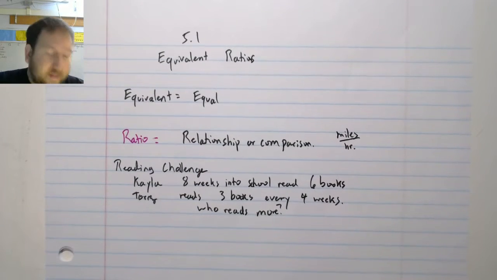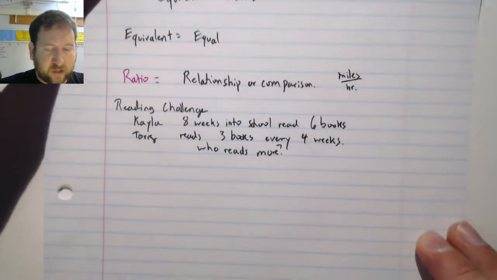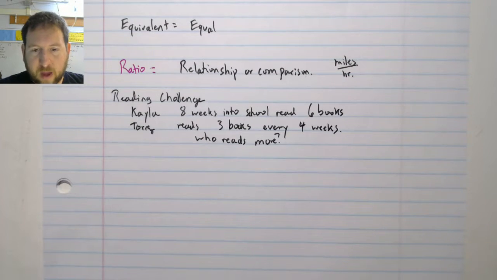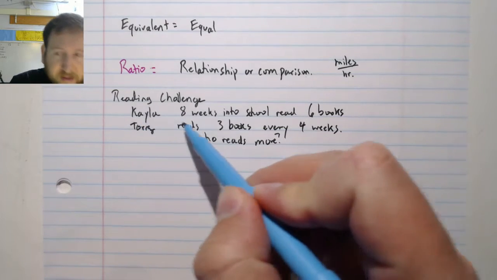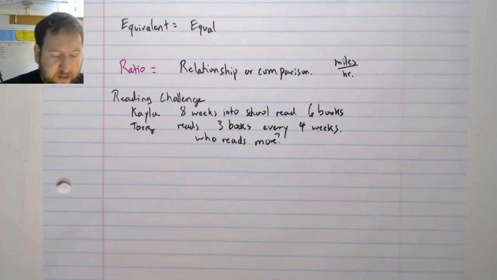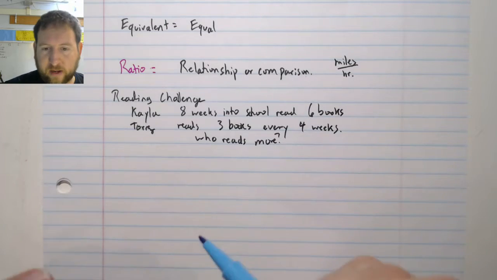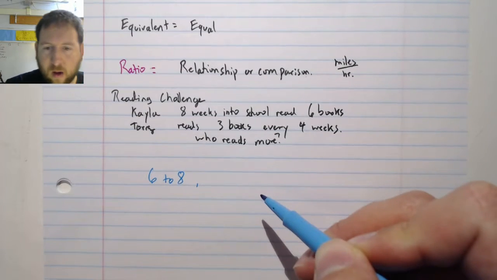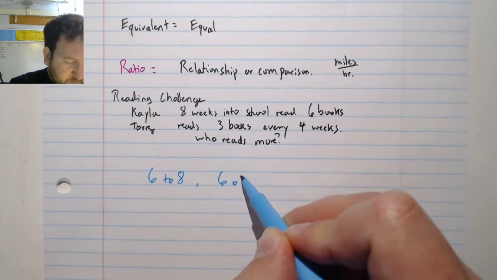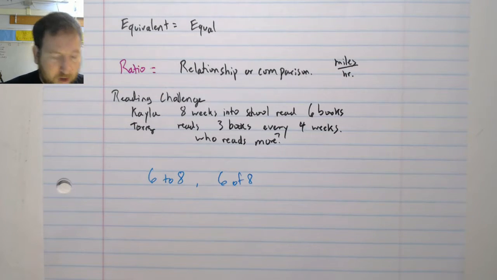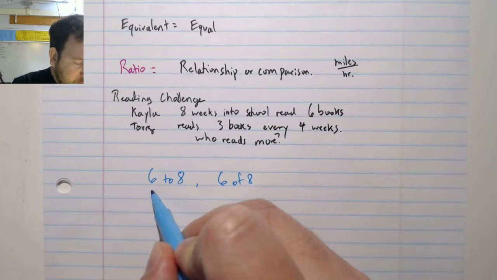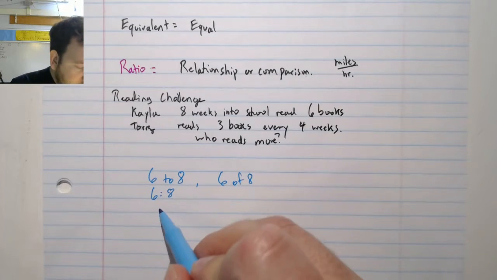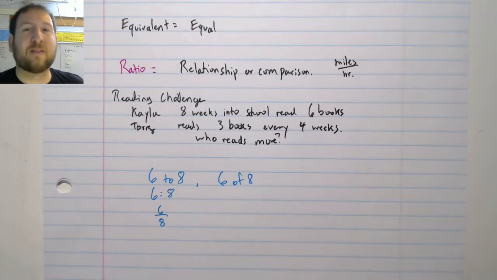And we can see this as a ratio, and we're going to come back to that in just a moment. Let's look at all the different ways that we can write a ratio, and there are quite a bit of them. So say we're going to take Kayla's example of 8 weeks, she reads 6 books. So she reads 6 books every 8 weeks. I could write it 6 to 8, or 6 of 8. You see it written a lot like that as well. You also see it with a colon like this, 6:8. And you often see it, my favorite way, written as a fraction, 6/8.